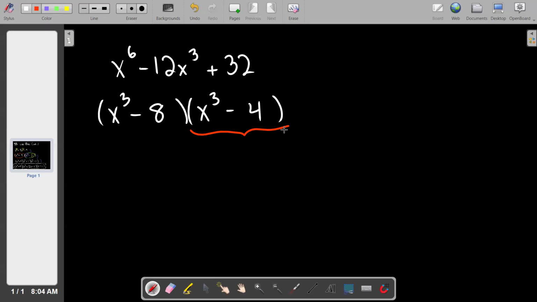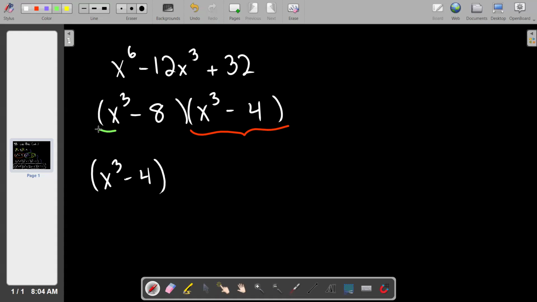The x cubed makes it not a difference of squares. The 4 makes it not a difference of cubes. Therefore, it is dead. So I would take the x cubed minus 4, I would filter it out to the left and say, you're done.